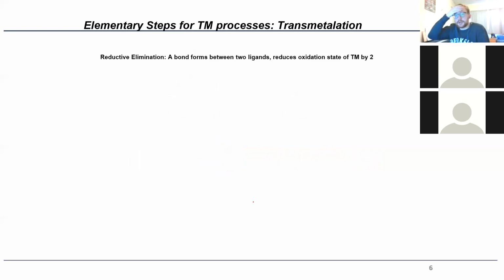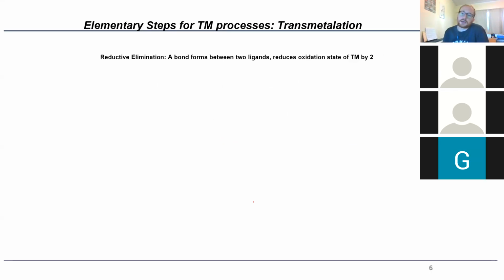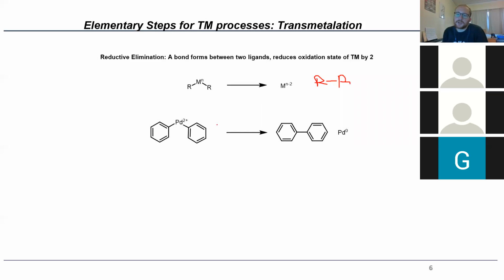The third elementary step we have is reductive elimination. This is the formation of a bond between two of the ligands, and it reduces the oxidation state of the transition metal by 2. Very generically, this process looks like this, where you couple together 2 of your ligands for a reduction in oxidation state of 2, and it gives you the coupled product. For that palladium biaryl complex we just showed, it can reductively eliminate from palladium(II) to palladium(0) to give you biaryl.